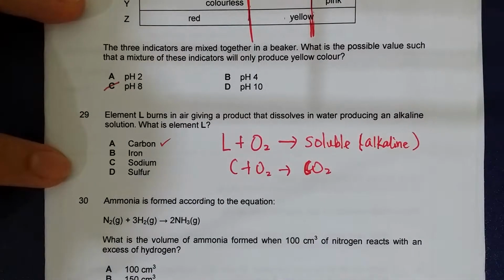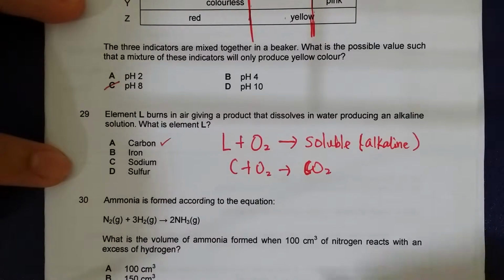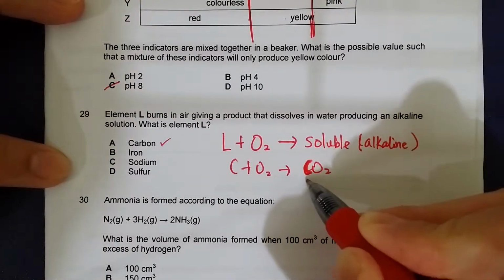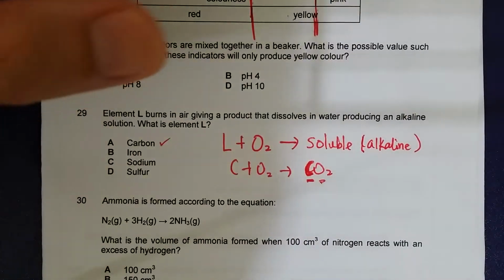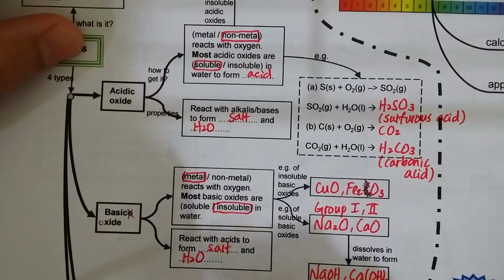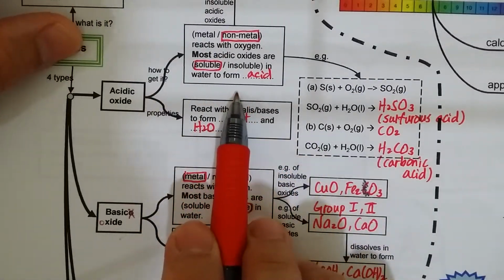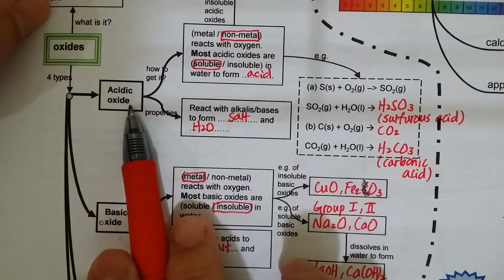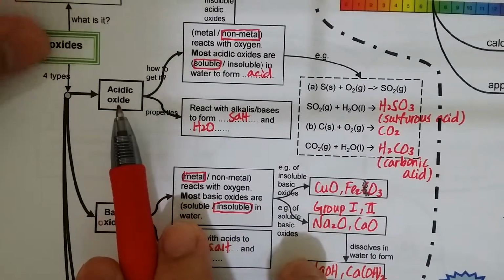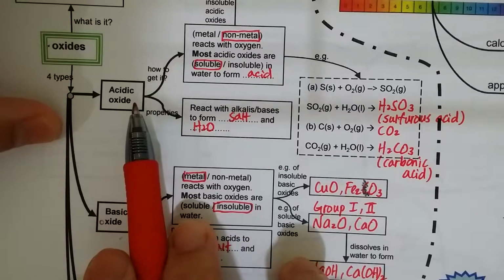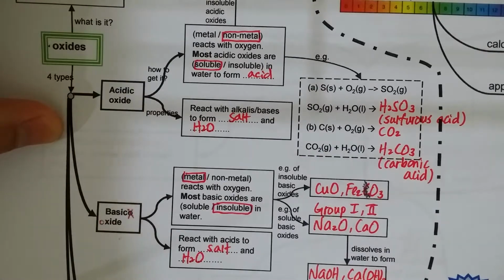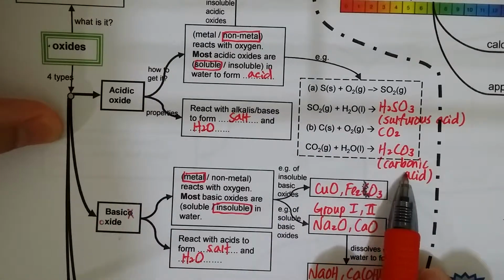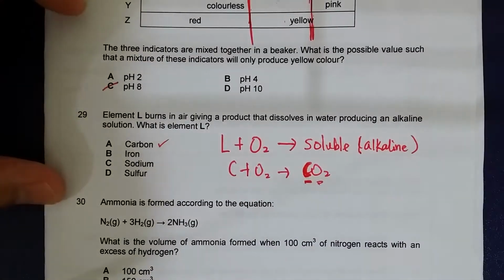Carbonic acid is actually acidic. Anyway, carbon dioxide is a non-metal oxide, from the types of oxide again. A non-metal oxide is actually an acidic oxide. So carbon dioxide, when it dissolves in water, will form carbonic acid, which is an acid. It is not an alkaline.